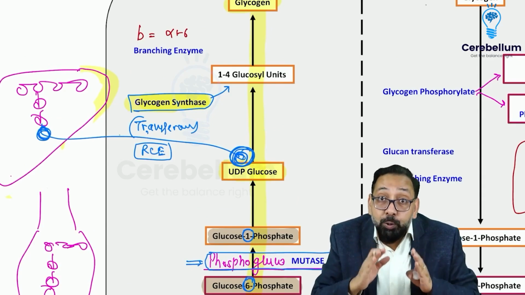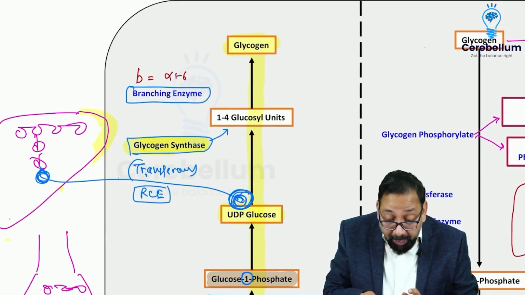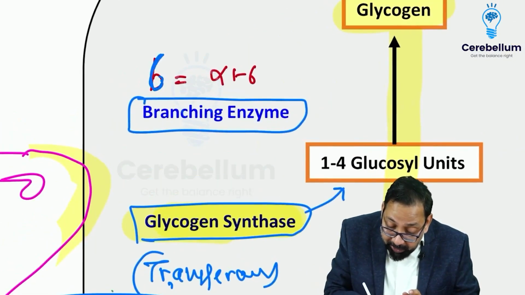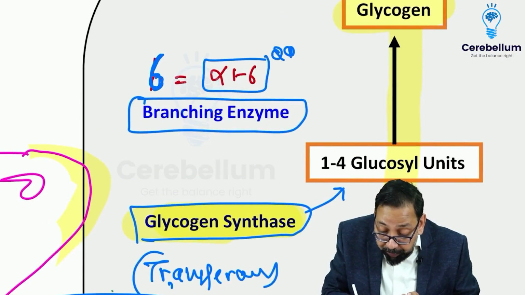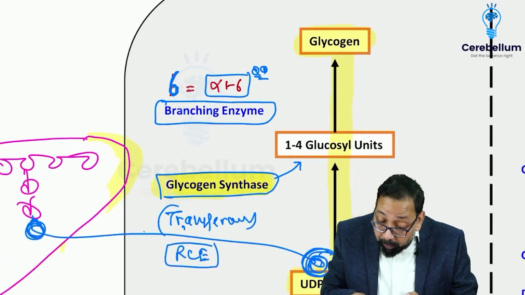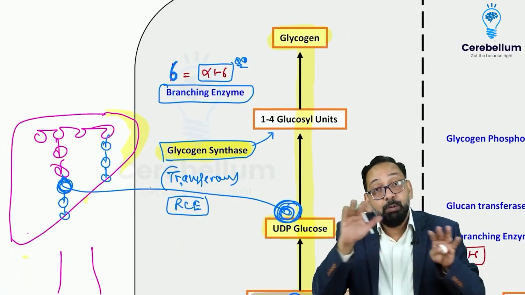But you know glycogen is a branched chain compound, so there should be branching. The next enzyme is the branching enzyme. Mnemonic: if you write small b, it looks like 6. So the branching enzyme makes alpha 1,6 bonds. In this way, after joining so many glucose molecules, branching occurs, and glycogen will be synthesized.